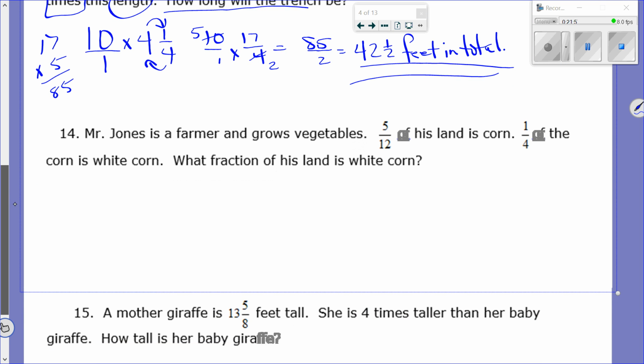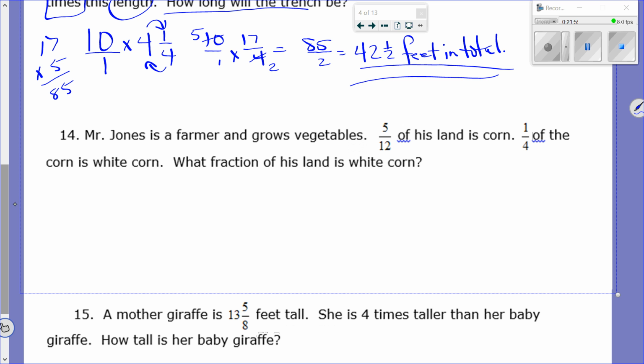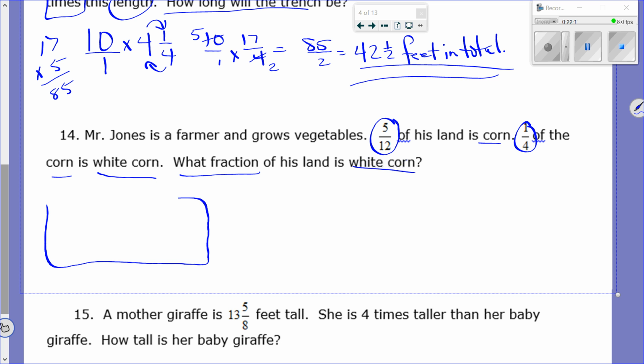Number 14, he's a farmer. 5/12 of his land is corn. 1/4 of the corn is white corn. What fraction is white corn? This is one, for me, again, a model helps out a little bit on this one.